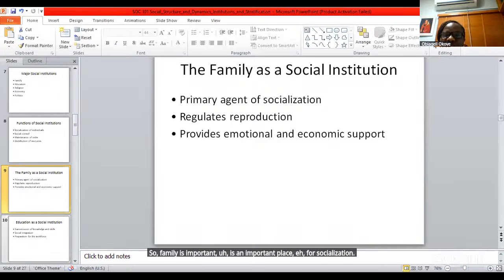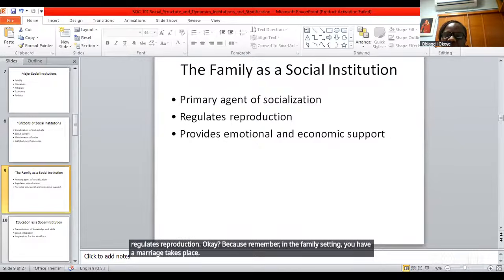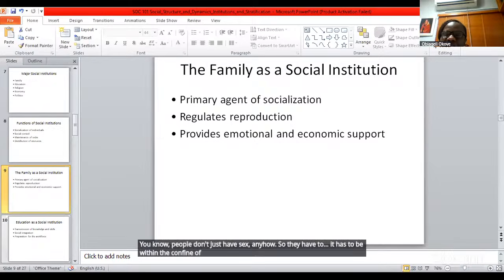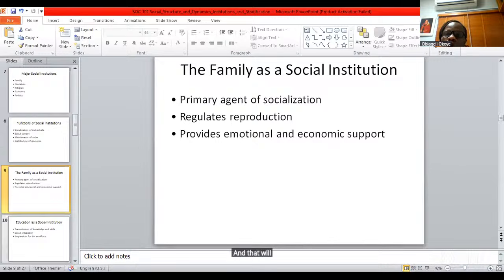And again, another function of the family is that it regulates reproduction. Because remember, in the family setting, marriage takes place. A man marries a woman, and that's a form of regulation. You know, people don't just have sex anyhow. It has to be within the confines of the family. And that will help to control reproduction.